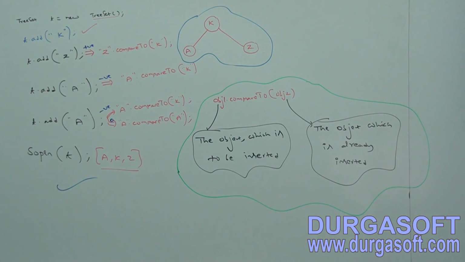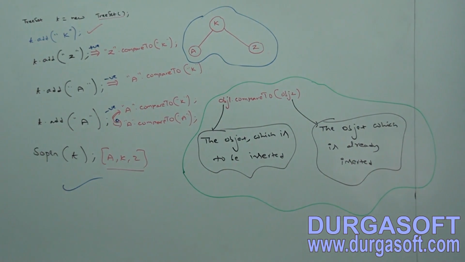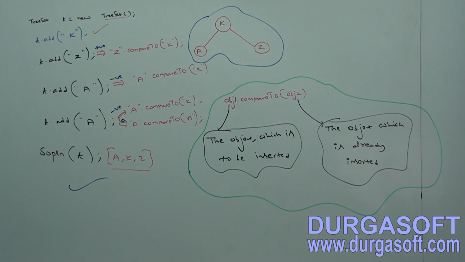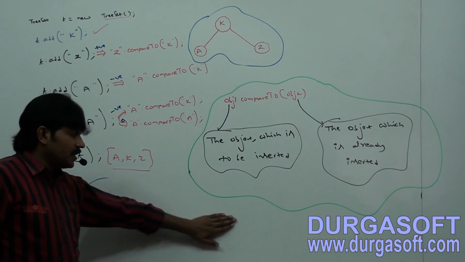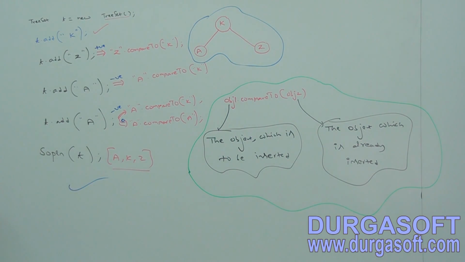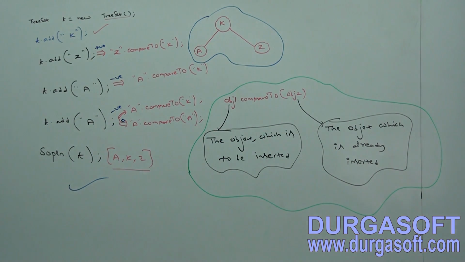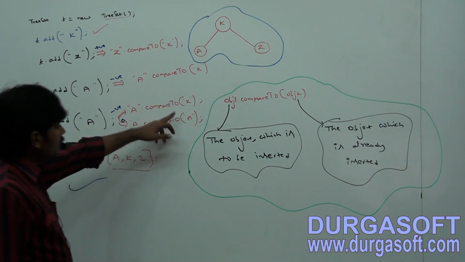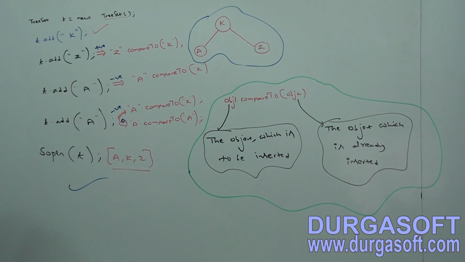TreeSet t = new TreeSet, t.add(k), t.add(z). Next t.add(a): a.compareTo(k), a.compareTo(a), like this. A, K, Z is what we are going to get.